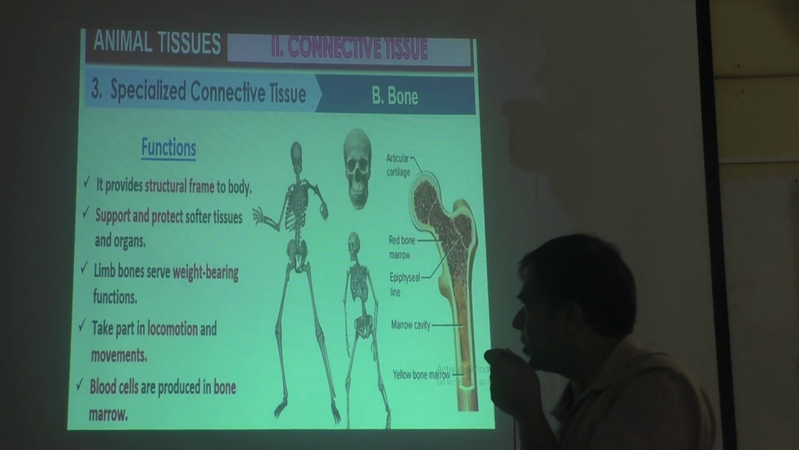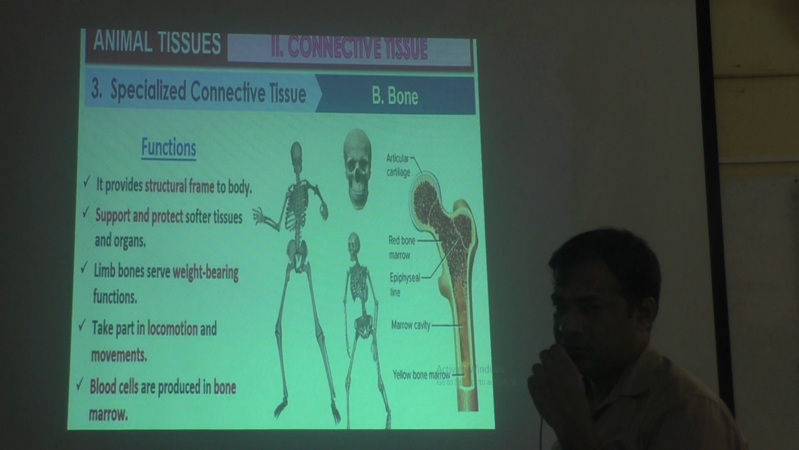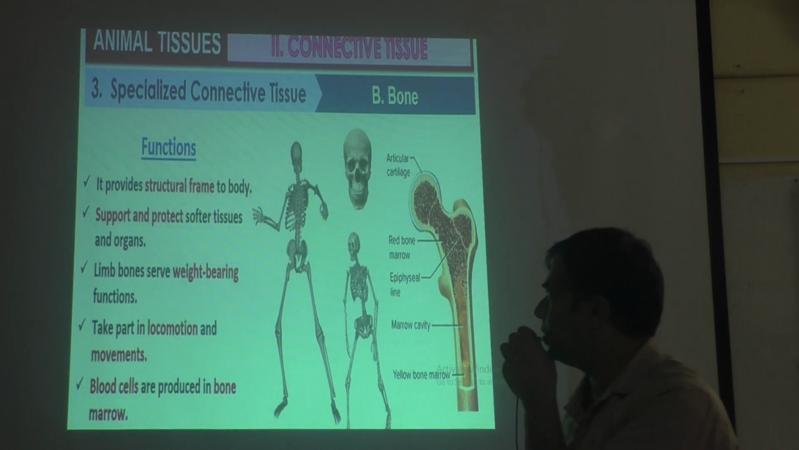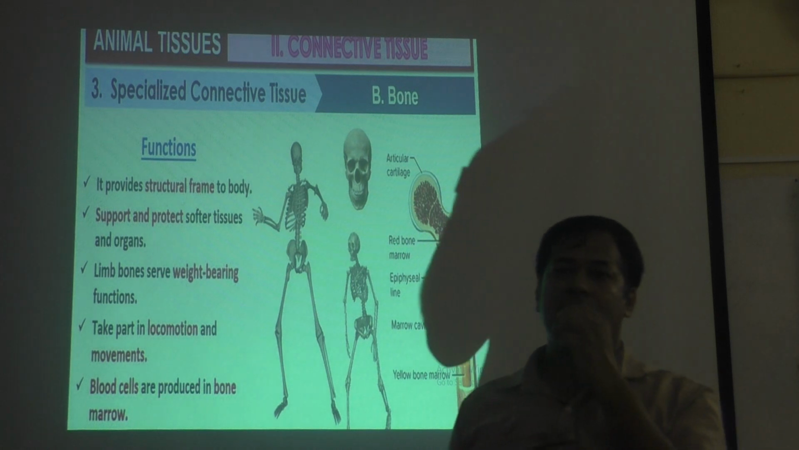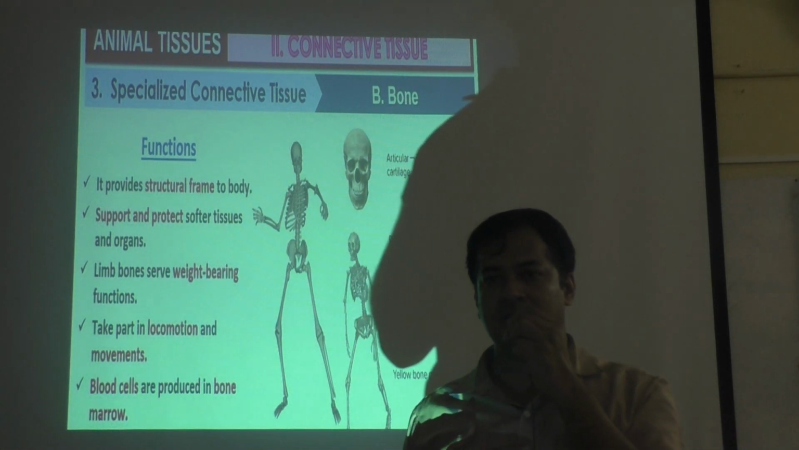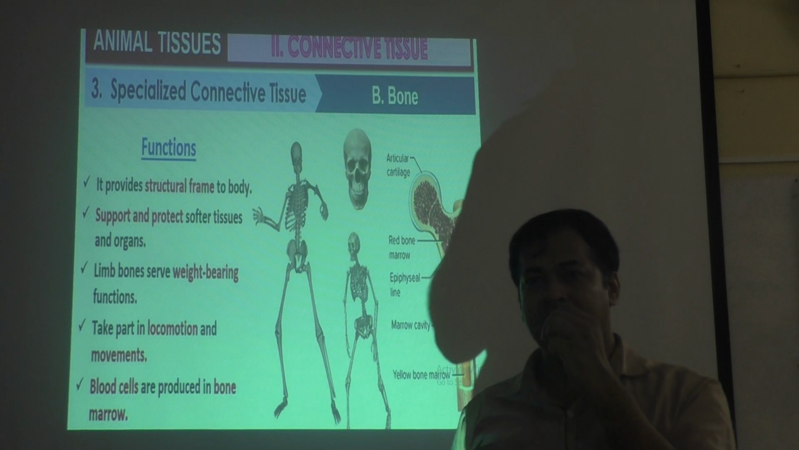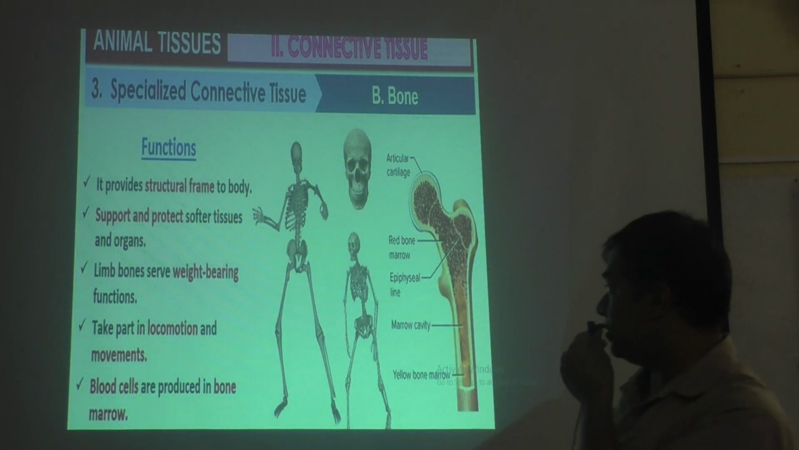Then support and protect softer tissues and organs. Like inner softer organs will be supported. For example, if you see in the chest portion, ribs are there. So ribs will protect inner heart and all other soft organs.